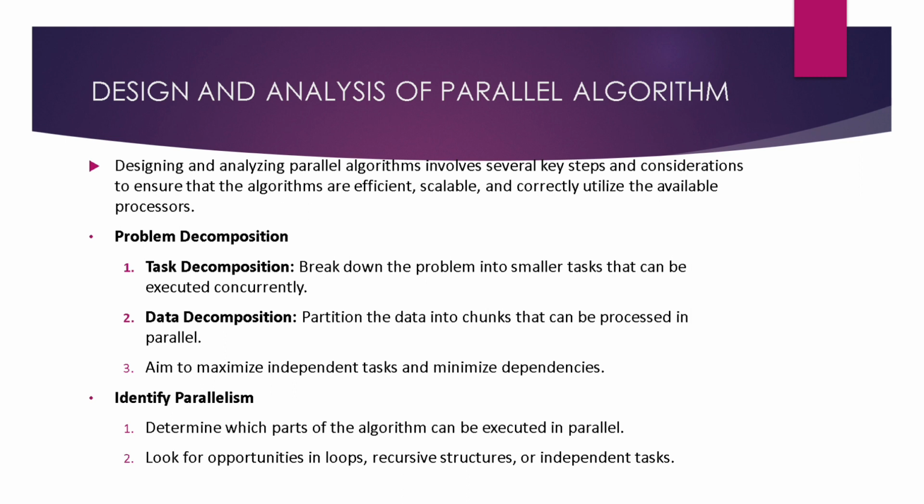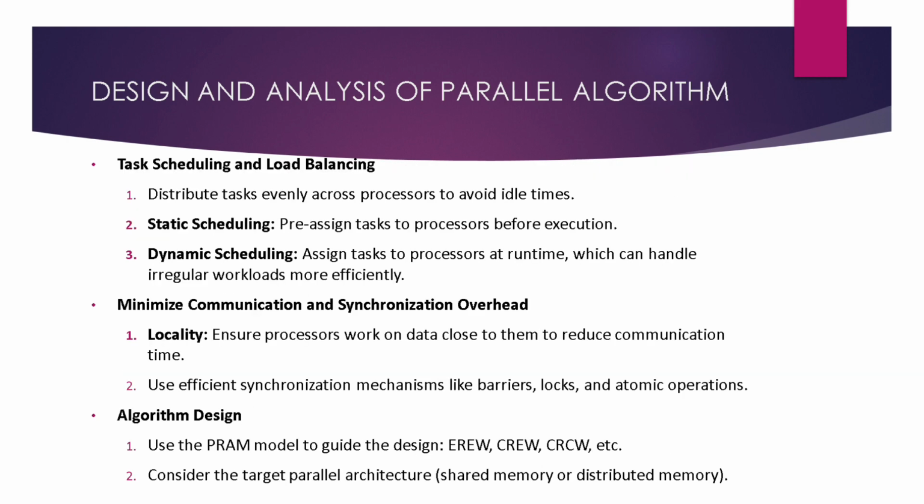Next is identify parallelism. This step determines which parts of the algorithm can be executed in parallel, looking for opportunities in loops, recursive structures, or independent tasks. Next is task scheduling and load balancing. Here we distribute tasks evenly across processors to avoid idle times. There are two types of scheduling, static and dynamic. Static means tasks are pre-assigned to processors before execution, and dynamic means it assigns tasks to processors at runtime, which can handle irregular workloads more efficiently.